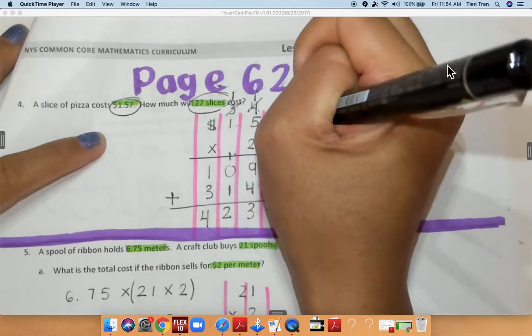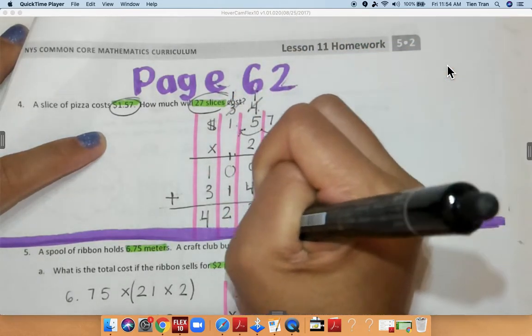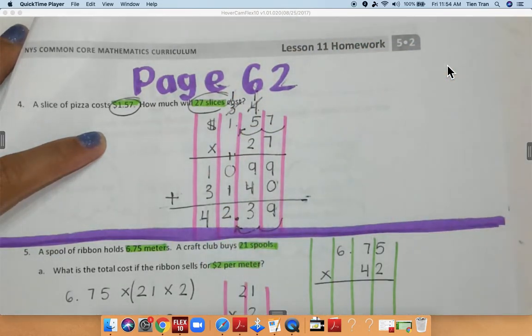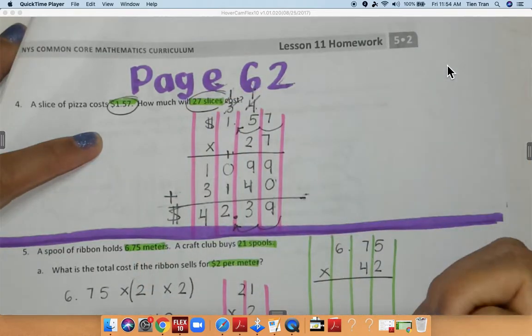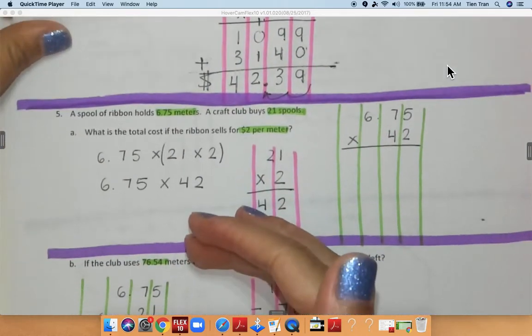And then I'm going to move my decimal over twice because in my question I did that. And my final answer is $42.39, sorry. Okay, now, problem number 5.